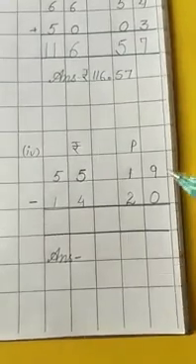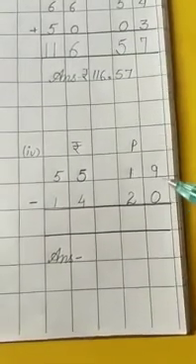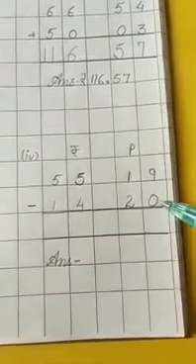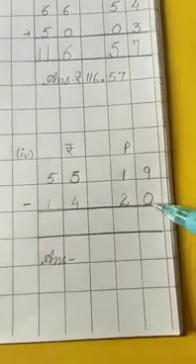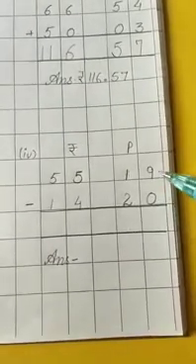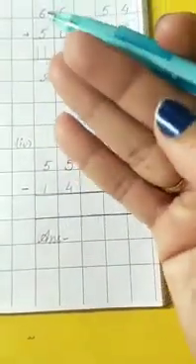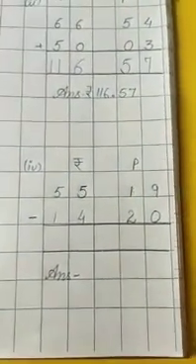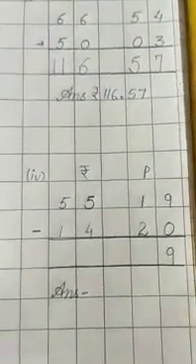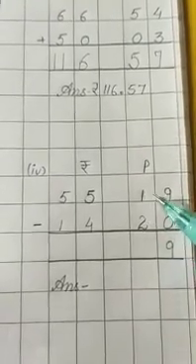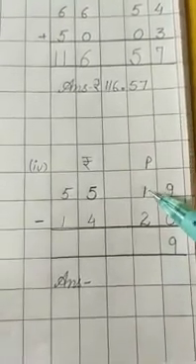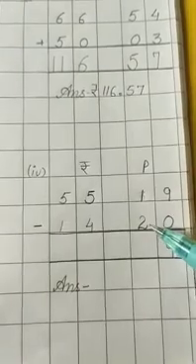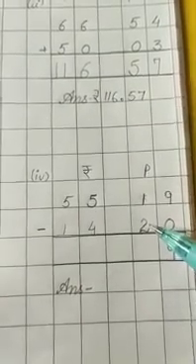So let's subtract from this column, 9 minus 0. So 0 is in your mind, children. Start counting from the next number till 9. So 1, 2, 3, 4, 5, 6, 7, 8, 9. So 9 minus 0 is 9. Now you have to subtract 2 from 1. But 1 is a smaller number and 2 is a bigger number. So we can't subtract 2 from 1.